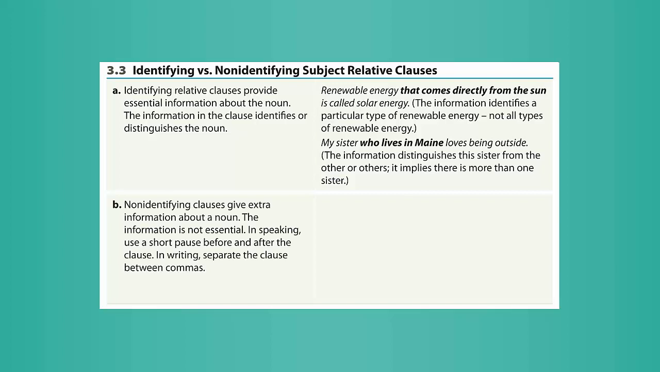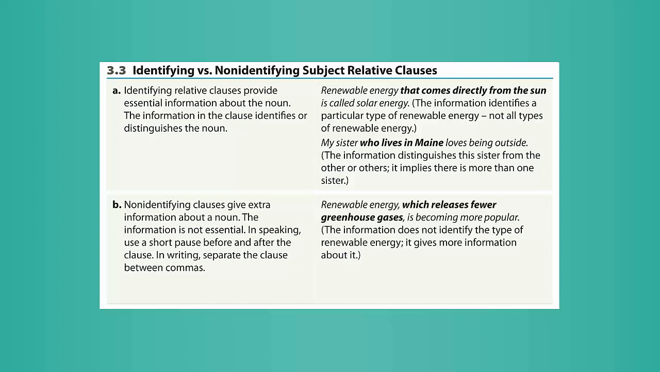And remember that non-identifying clauses give extra information about a noun. The information is not essential. In speaking, we use a short pause before and after the clause. In writing, we separate the clause with commas. For example, renewable energy, which releases fewer greenhouse gases, is becoming more popular. The information does not identify the type of renewable energy. It gives more information about it.